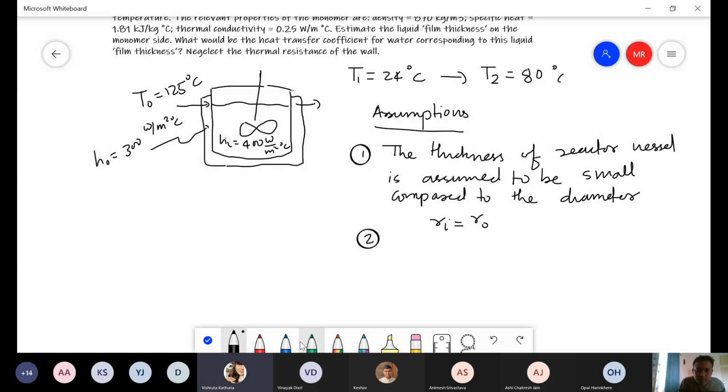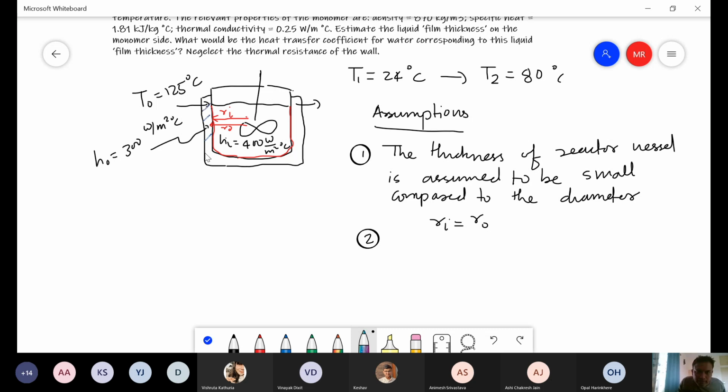Sir, can you please mark R naught in the figure? So this is going to be Ri, and this outside here is going to be R naught. So this is the metal wall. All right, sir. Are you able to get it? And this is the jacket. Maybe I just show it by a different color. So this is the jacket.